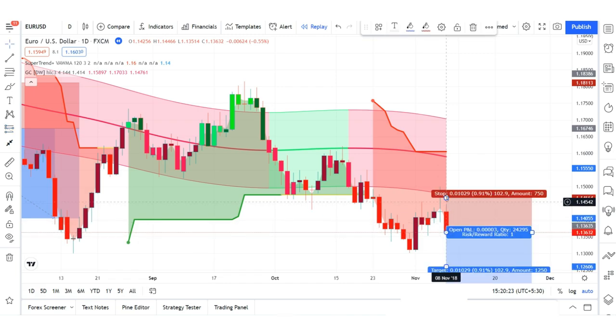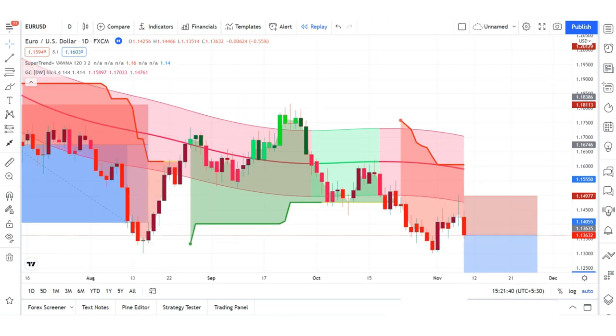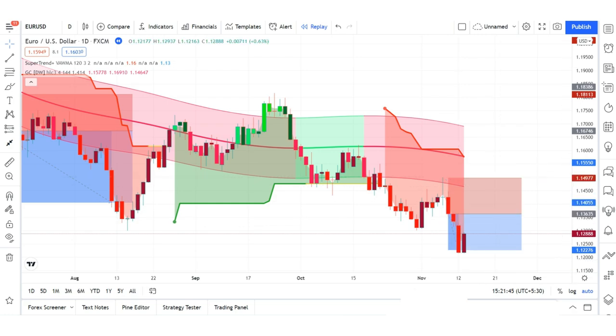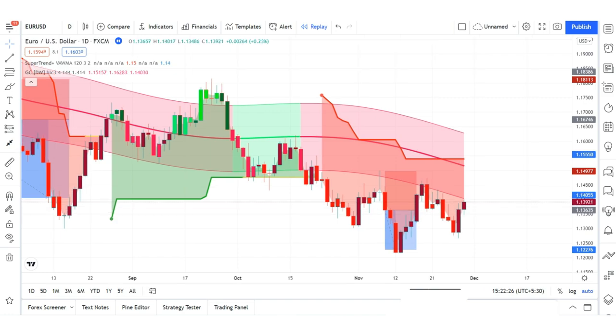Our stop loss will be placed at the baseline above, and our risk to reward ratio is 1:2. Let's see what happens to our trade. We have won the trade. Let's find the next trade.